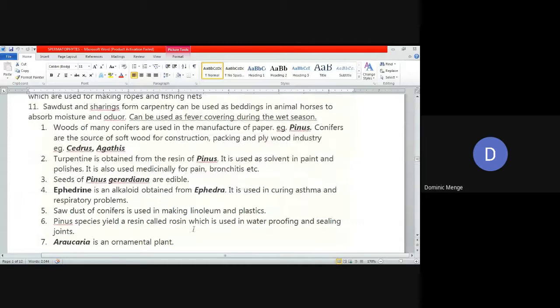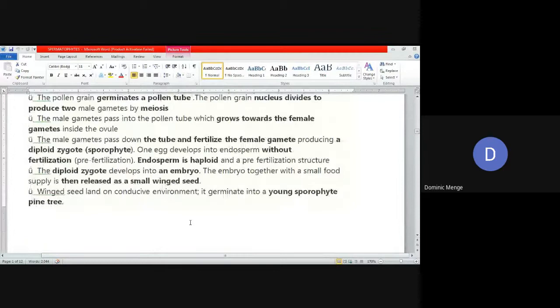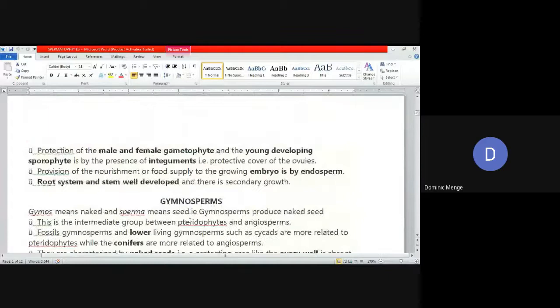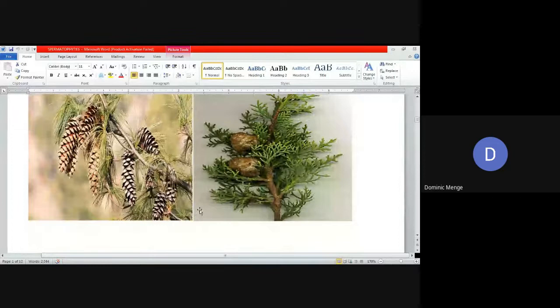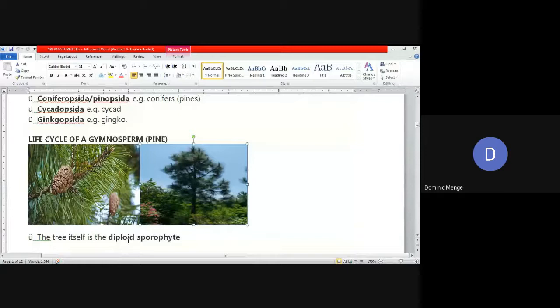So that's what I've informed you. But remember, I always give you an assignment of working on the ecological importances of gymnosperms after describing their characteristics and also examples. Remember to always quote examples when you are mentioning some of these important classes of divisions of a plant. So that's what you call gymnosperms.